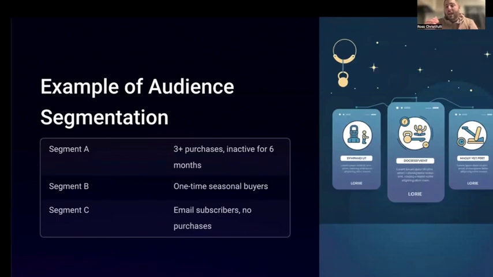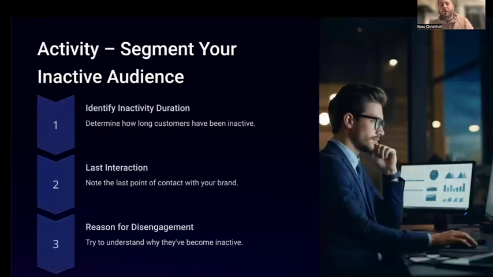Like segment A could be people who make multiple purchases a year from you and they're an active customer, or they were an active customer but you just haven't seen a purchase from them in X amount of time. Segment B could be that they've only ever made 1 purchase. Segment C could be they've never bought anything from you. They're just on your email list.